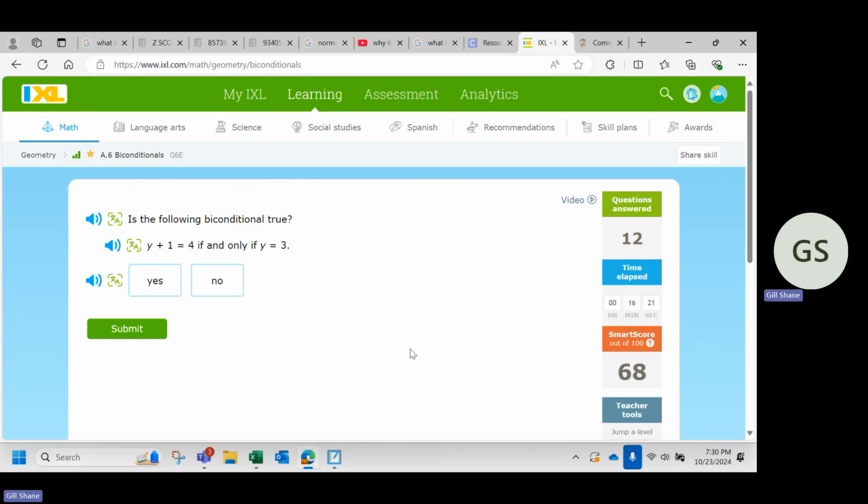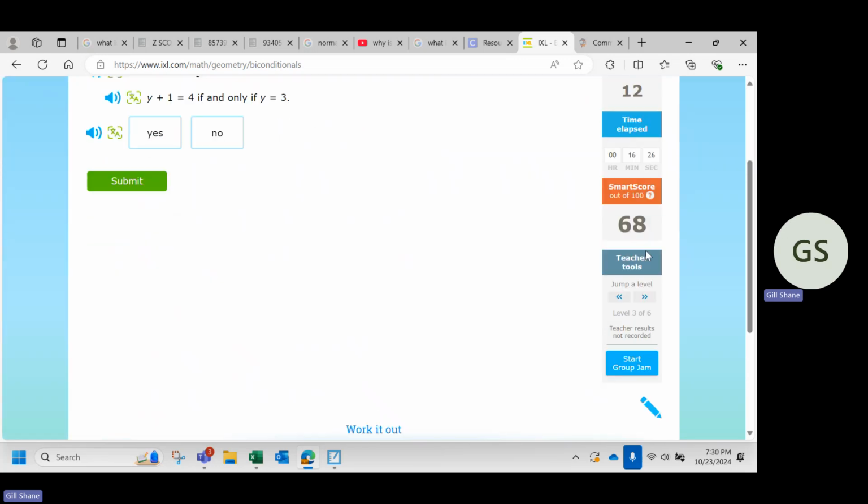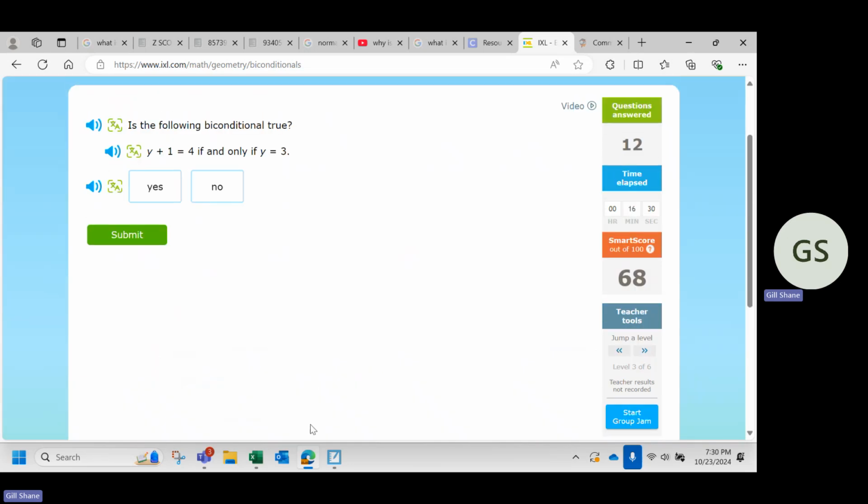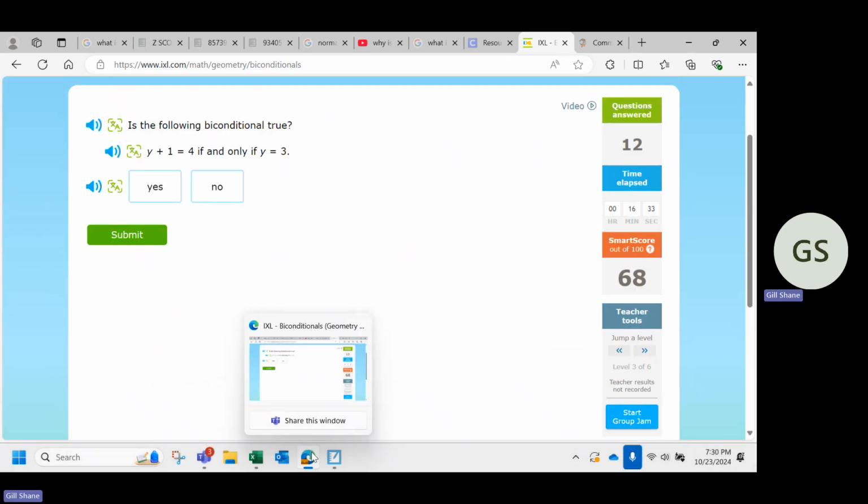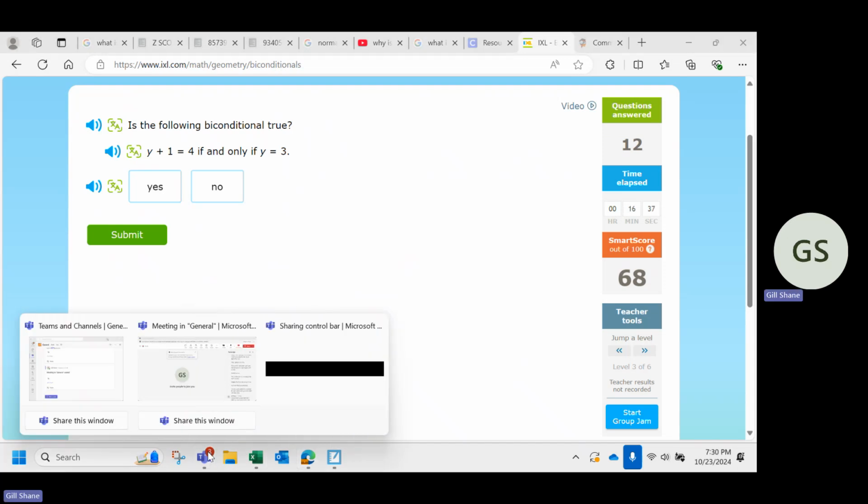All right. That's the recording. And then they just practiced. You see, we're already at a score of 68, and I didn't even get some right and skipped some. Well, I think when I jump levels, my score goes up. Let's see.